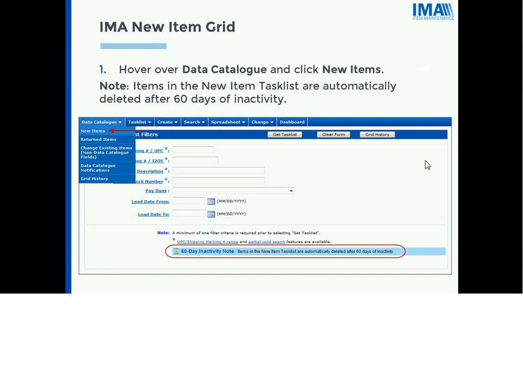If you want to make sure that they do not get removed, all you have to do is go in and bring them up in your task list, and you can put them on a grid, and you can either leave the grid out there or you can delete your grid. But if you do something with them, then that 60-day window is going to be reset.